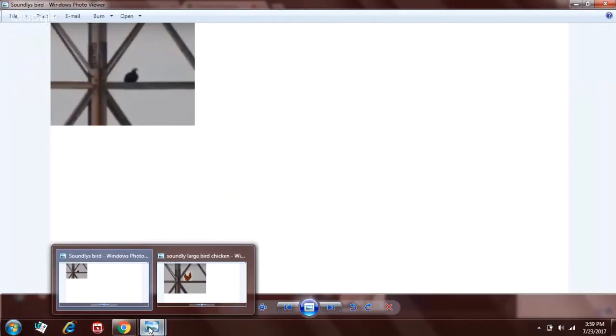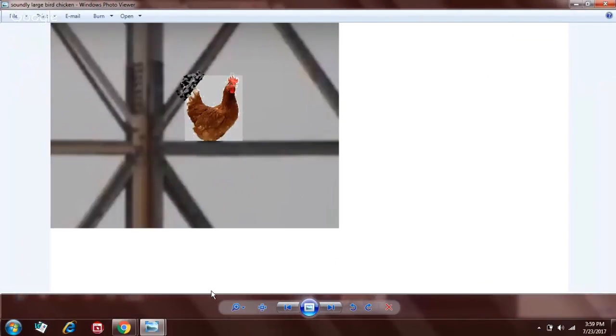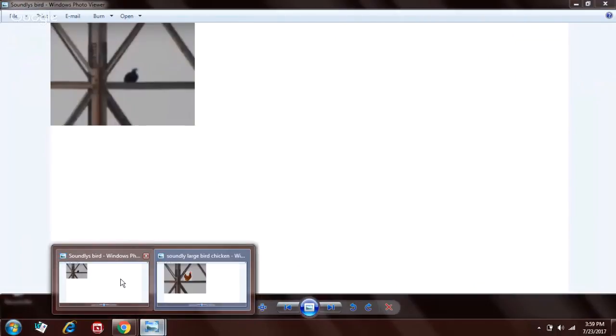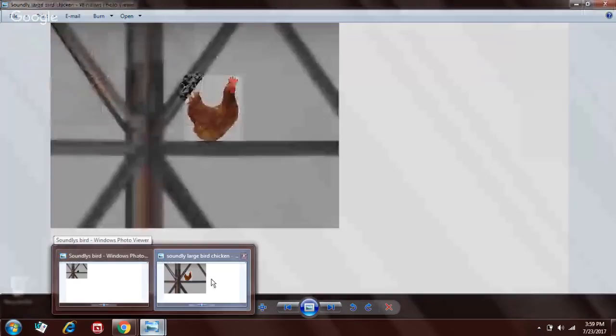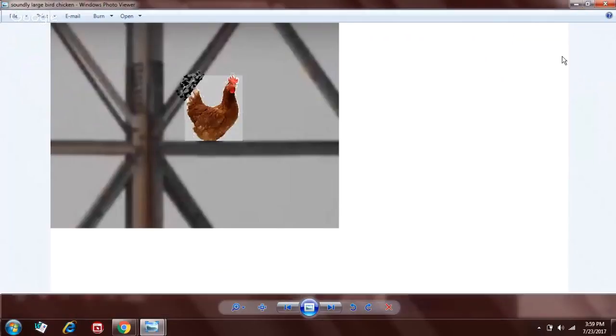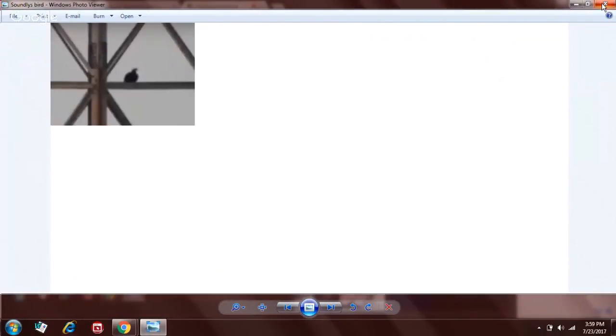There's the bird. And then Soundly, this is what he CGI'd from, zoomed in 1,000%. You see that? Yeah, I see artifacting. You can tell he put that in there. Yeah, it's pretty obvious. Okay, so there's no parallax there whatsoever? Right. That's all I had.